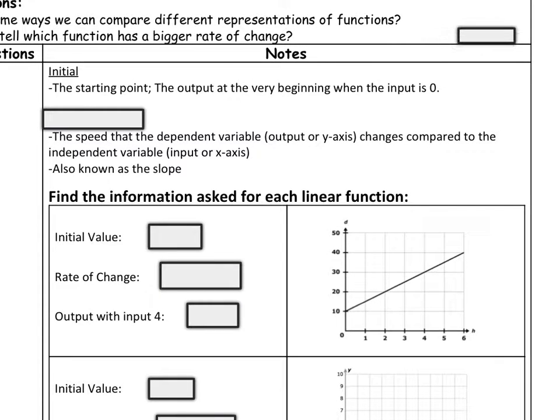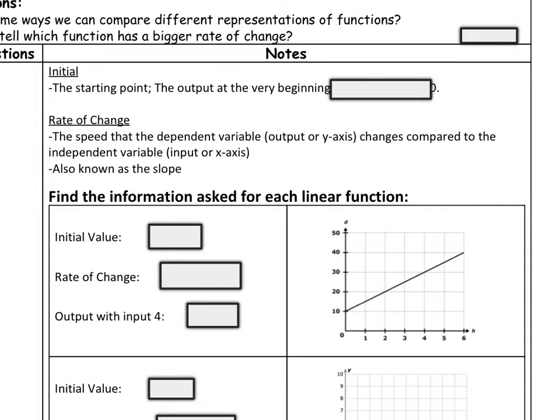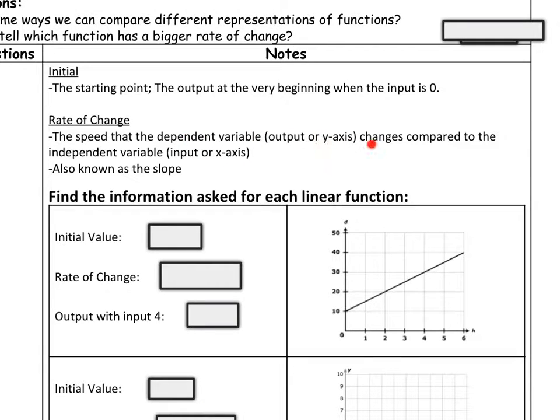First off, the word initial. Initial means the starting point or the output at the very beginning when the input is 0. We're also going to work a lot with rate of change. This is the speed that the dependent variable, or the output, the y-axis, changes compared to the independent variable, the input, or the x-axis. In a graph, we also call this the slope.